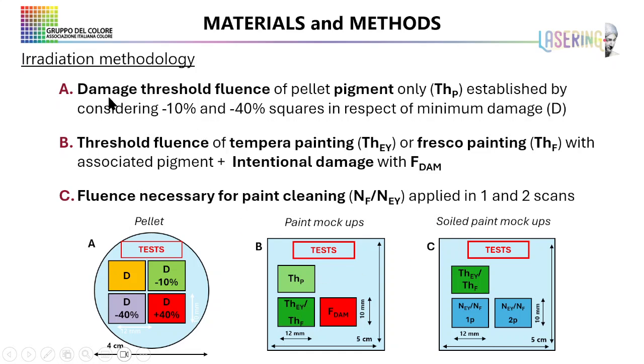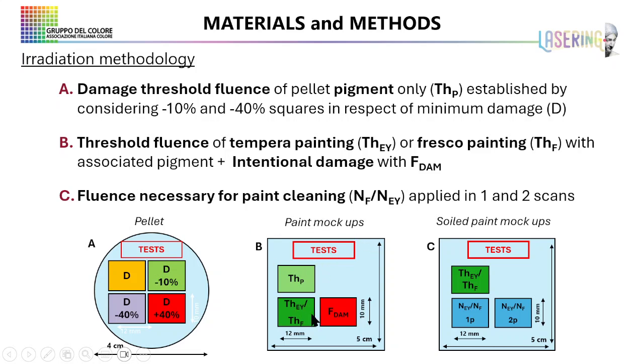The first one was needed to determine the damage threshold fluence of the pigment only. We considered 2 squares. The first one irradiated with minus 10% of the fluence of minimum damage, and the second one with minus 40% of the fluence of minimum damage. The best of these 2 was considered as the damage threshold fluence and was applied on the paint mockups.